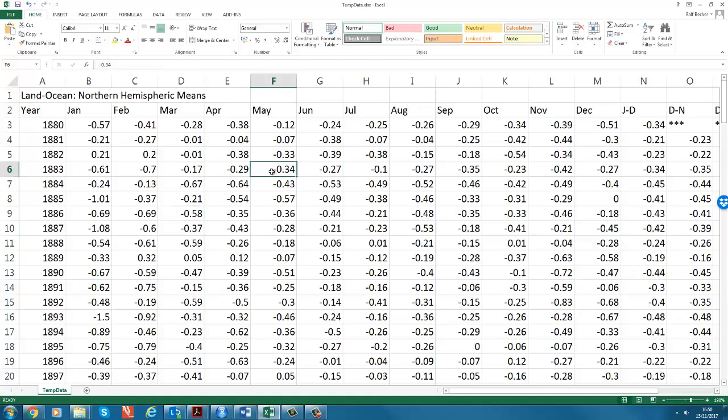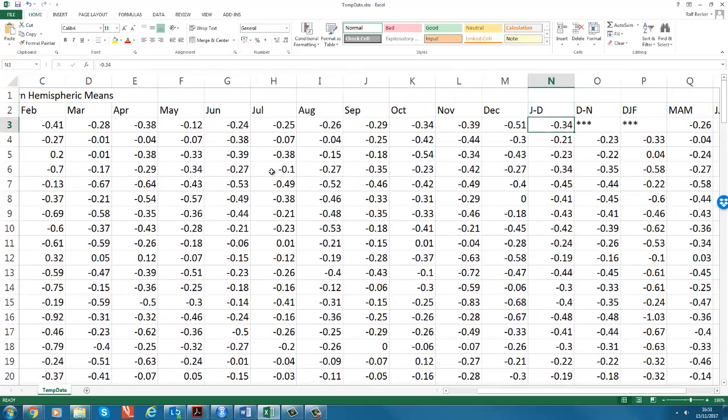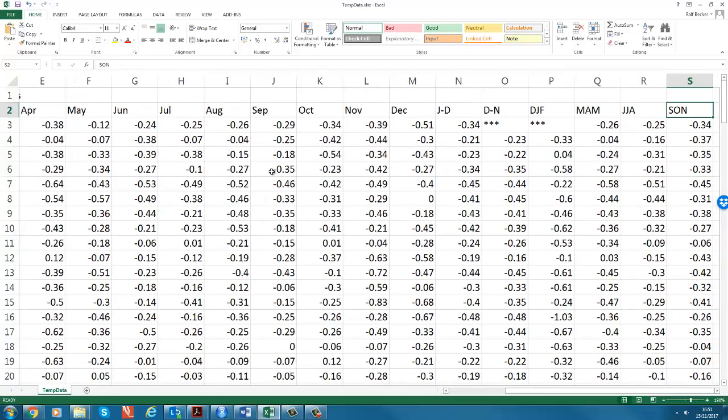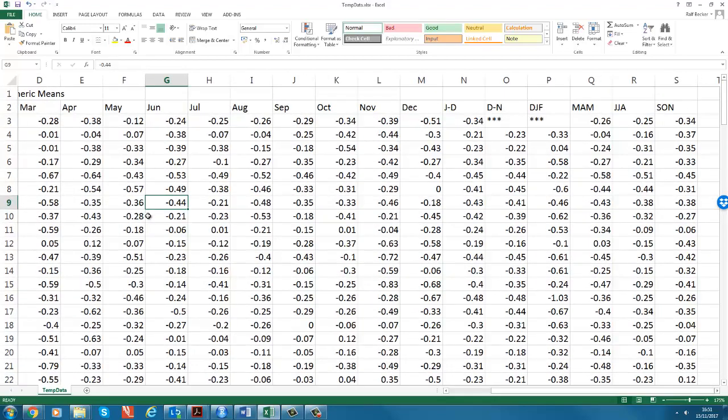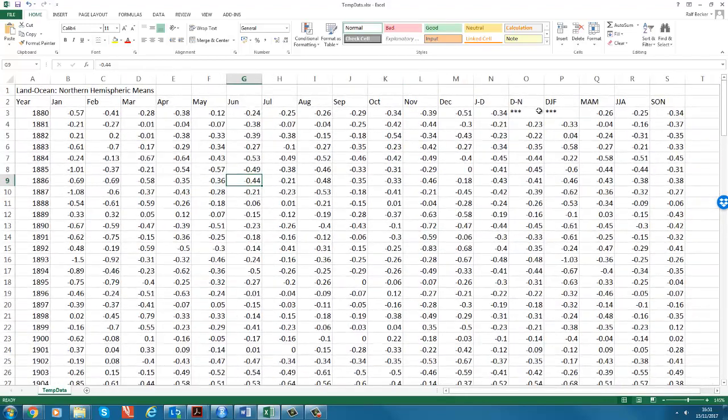So secondly, what we want to figure out is what these columns here represent: J-D, D-N, DJF, MAM, JJA, and so on. Now, if you are observant, you will realize that these letters possibly represent months. MAM, for instance, March, April, May. JJA, June, July, August, and DJF, December, January, February. So let's try this out.